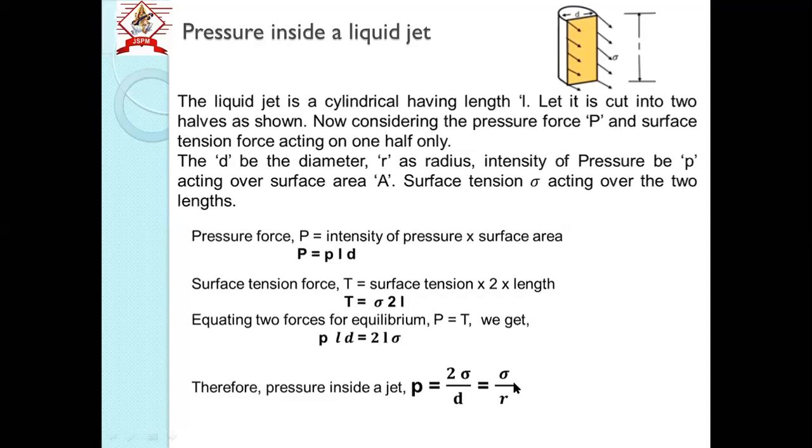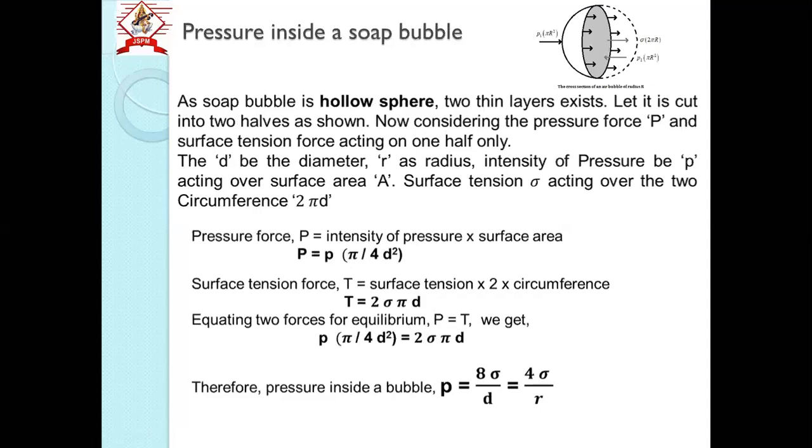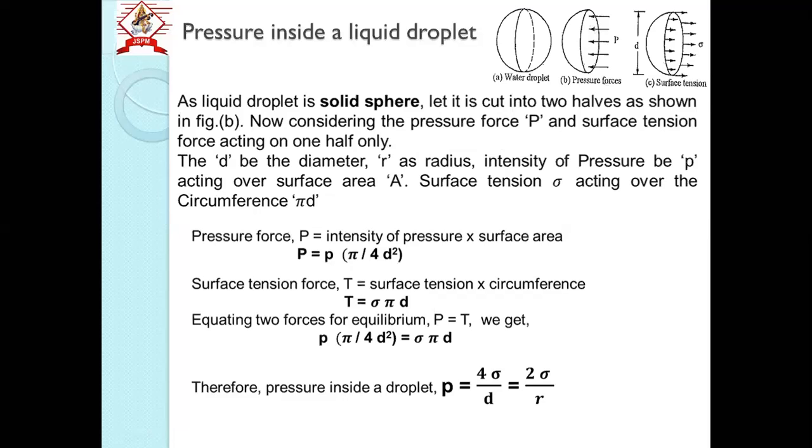Now these are the basic pressures. We have seen the three pressures. For a droplet, the pressure is 2 sigma upon R.